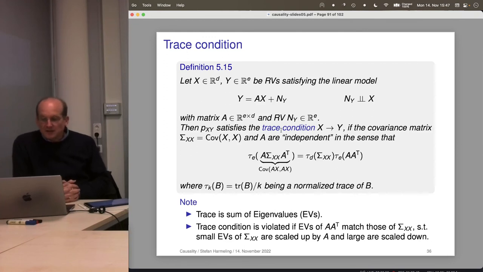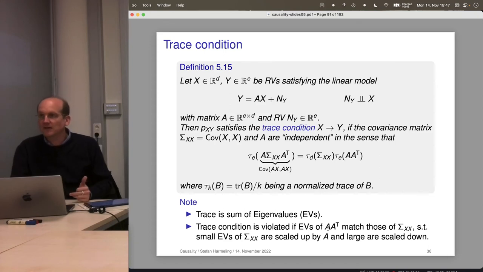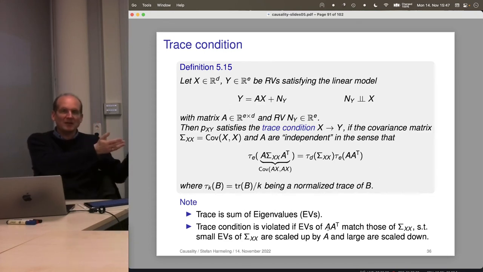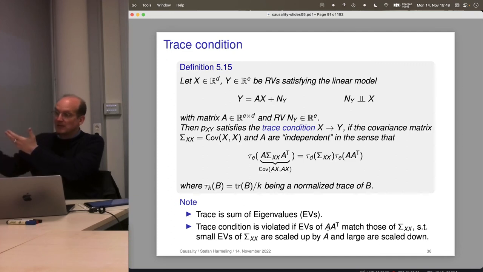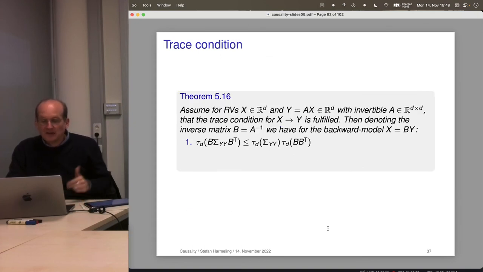Typically the trace condition is violated if the eigenvectors of one matrix match nicely those of the other one. So basically, if A has too much knowledge about sigma. If A times A transpose, which is something like a covariance matrix of a standard normal distributed Gaussian, has eigenvectors which know too much about sigma xx, then they are not independent of each other, and the trace condition is violated. However, if those of A times A transpose are super random in high dimensional space, and those of sigma xx are something completely different, then the trace condition holds. Quite interesting.